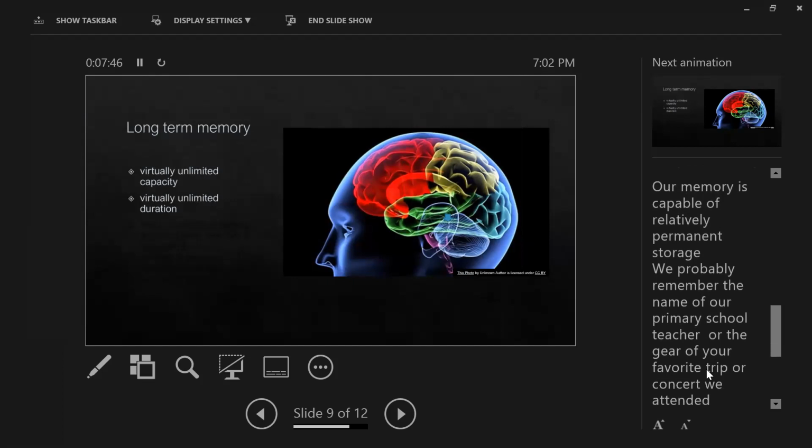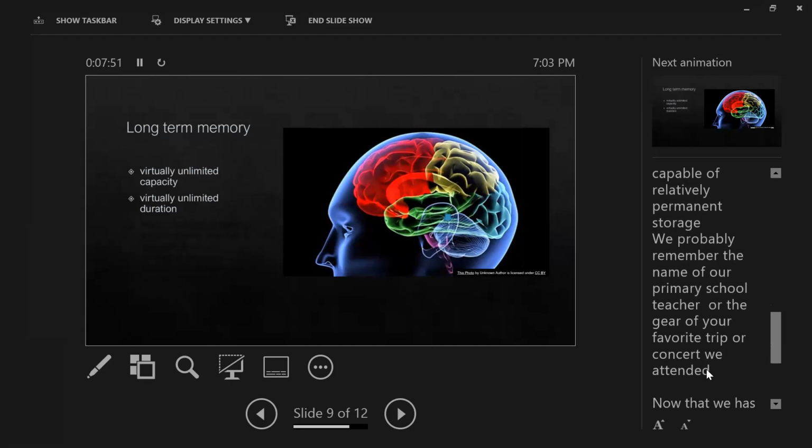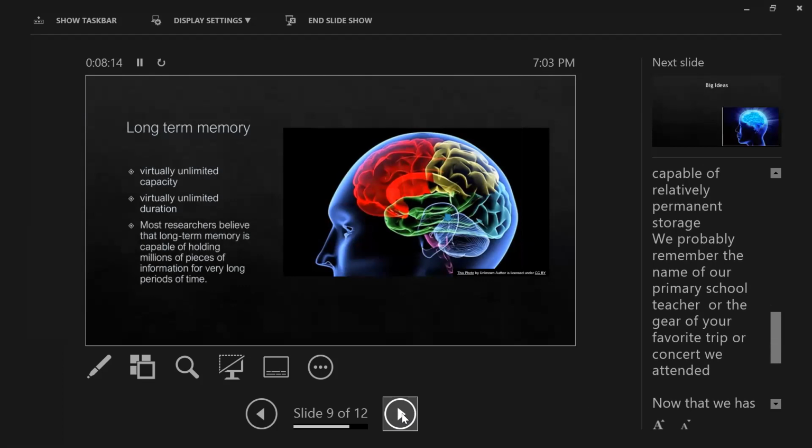We probably remember the name of our primary school teacher, or the dress we were wearing on our wedding day, or a concert we visited a long time ago. It is saved in our long-term memory if it's related to our emotions and behaviors. Most researchers believe that long-term memory is capable of holding millions of pieces of information for a very long period of time.